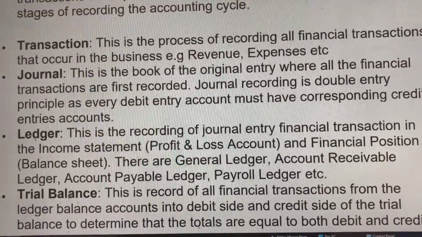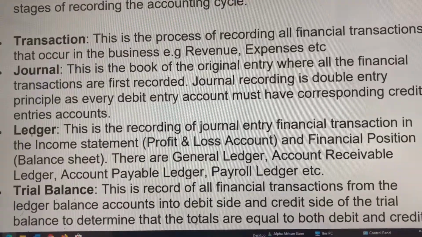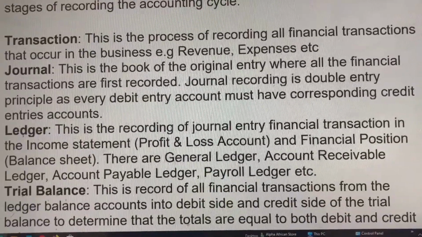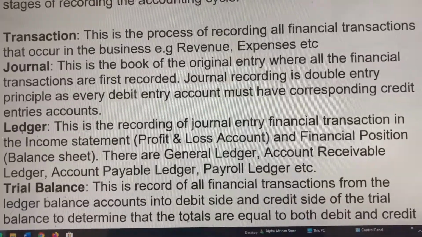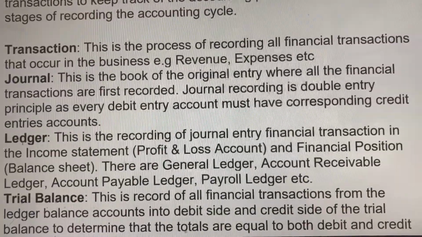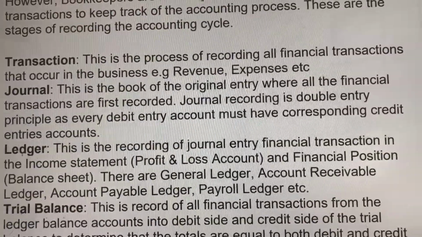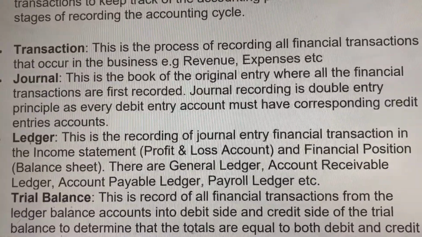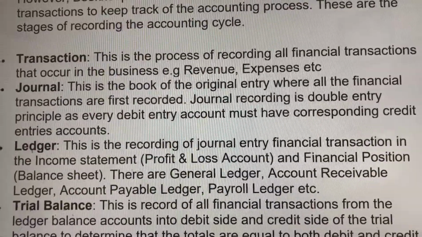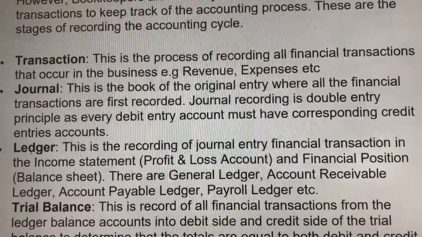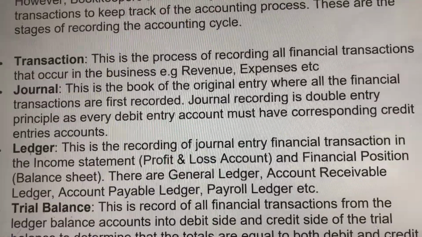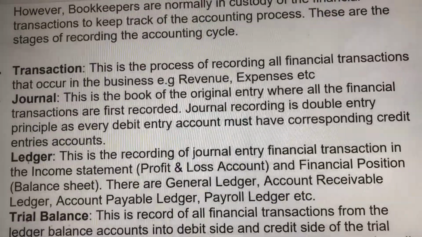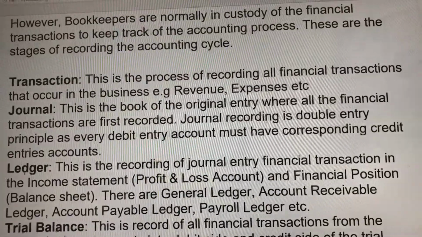The first one is that there are transactions. This is the process of recording all the financial transactions that occur in the business. We record all the expenses, all the revenue, the sales, and all the transactions that are incurred in the business. The next stage is the journal entry. This is the book of original entry where we record all the financial transactions first before we post them into the next record.